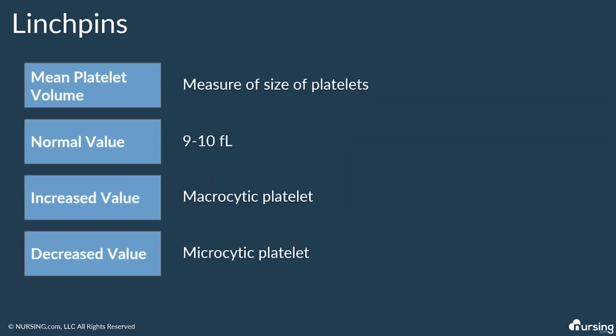The linchpins in this lesson are to remember that the mean platelet volume measures the average size of platelets. A normal size is between 9 and 10 femtoliters, and an increase in size would make it a macrocytic platelet. If the value is decreased, we have tiny platelets and they might not be as effective.